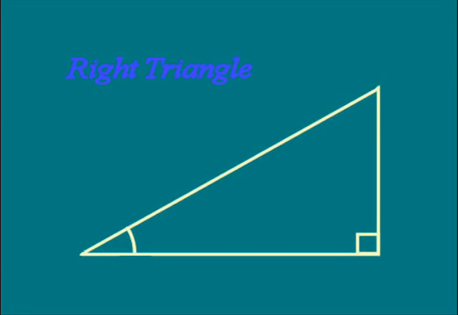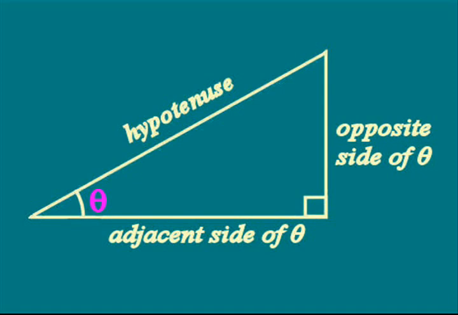Trig functions are ratios of the sides of a right triangle, so we have to name the sides. Let's call the angle theta. We all know that the longest side is called the hypotenuse. The side opposite theta is called its opposite side, duh. And the third side is called its adjacent side.